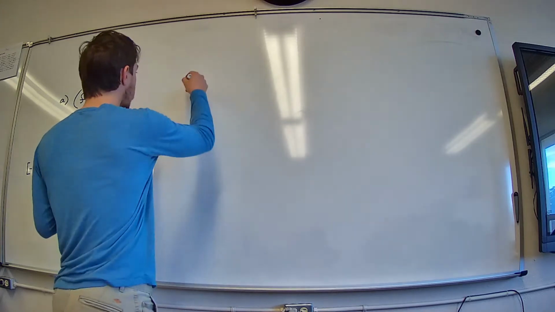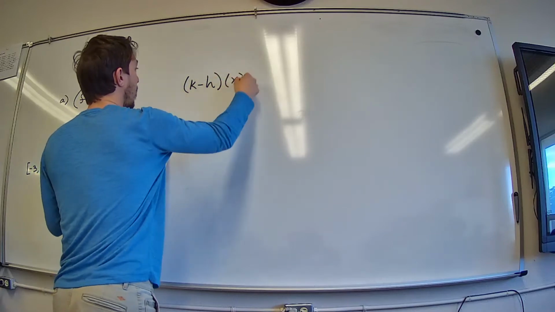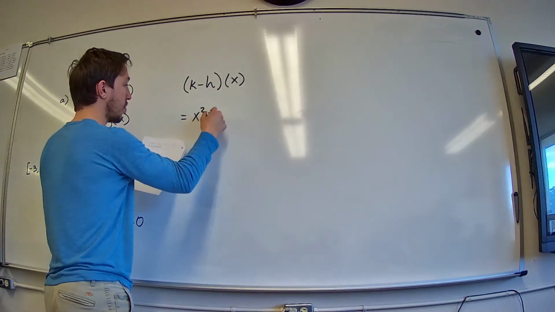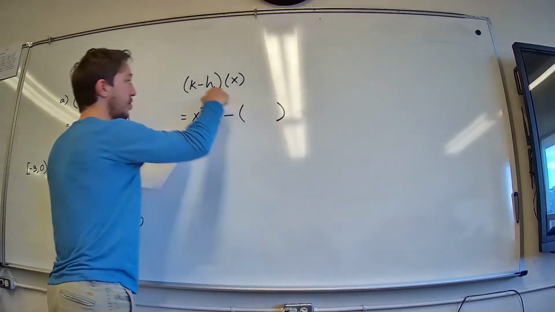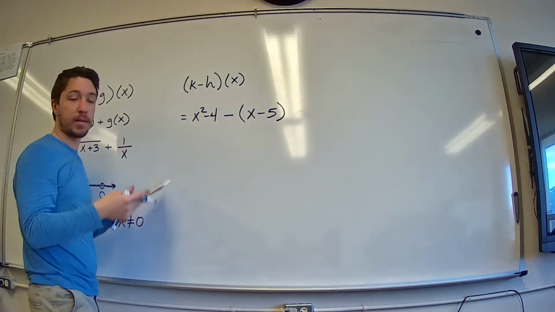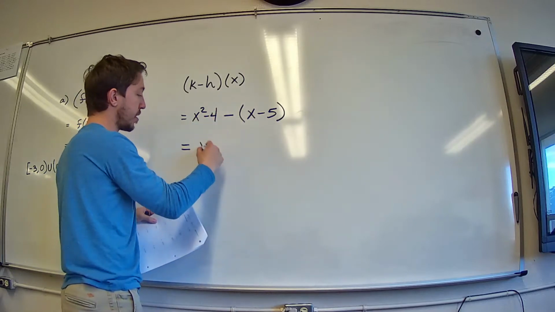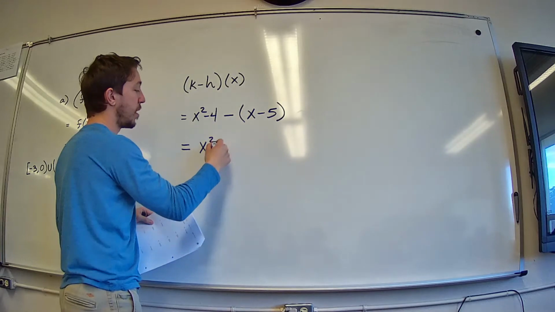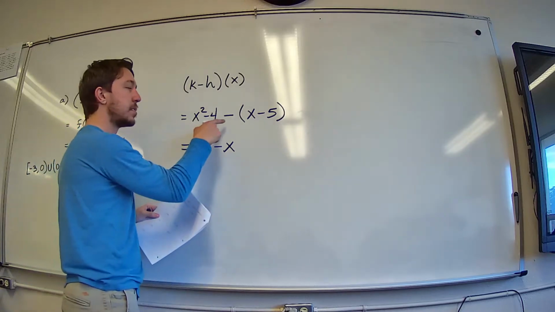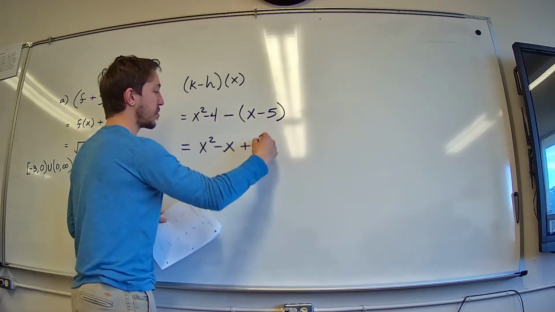How about k minus h of x? Well, what's k of x? x squared minus 4. And you're subtracting, be careful, you're subtracting all of h of x. And h of x is x minus 5. So you should probably put that in parentheses when you subtract it. So my final function, I can actually combine some like terms here. x squared minus x. What else is left over? -4 minus -5 is like saying +5, so it's actually +1.